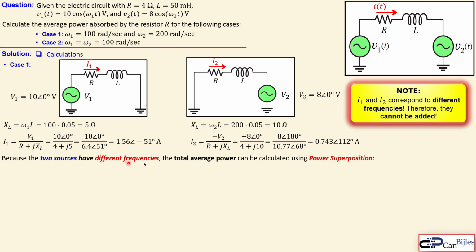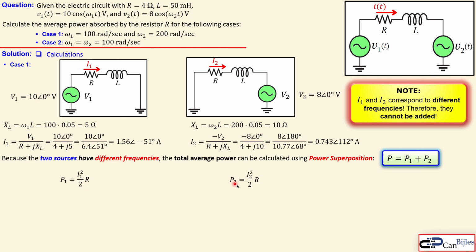Now, because two sources have different frequencies, the total average power can be calculated in this case using the power superposition. So that means actually the following. The total power we want to calculate is the power 1 plus the power 2, where power 1 is due to V1 only, and power 2 is due to V2 only. So we know that the average power is calculated using this formula. We take the amplitude of the I1, square that, times R. That's actually the normal formula you know, but you need to also divide by 2 in order to go to the RMS values.